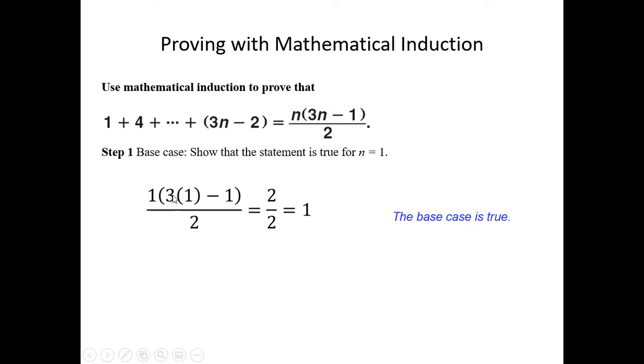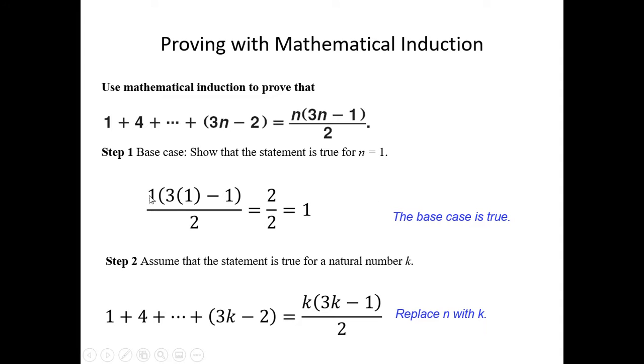And here, 1 times 3n minus 1 divided by 2 is equal to 2 divided by 2 is equal to 1. And yes, that is my first term. So when n is equal to 1, over here it's 1, and on this side of the equation it's 1. So the base case is true. Now, we're going to assume that the statement is true for some natural number k. And we're going to do that by just simply plugging in k anywhere we see an n. So 1 plus 4 plus ... all the way up to 3k minus 2 is equal to k times 3k minus 1 divided by 2. I'll give you a second to jot that down.